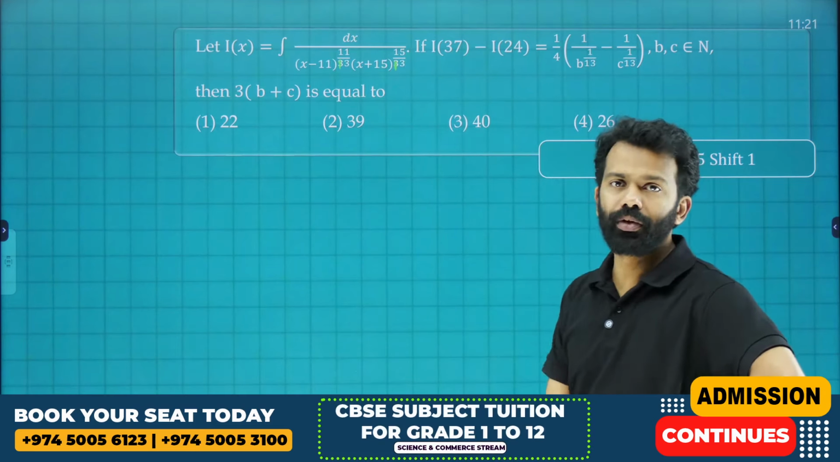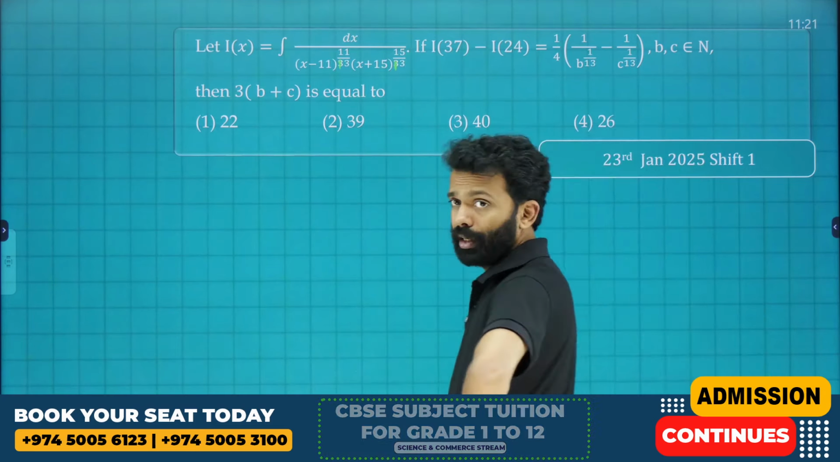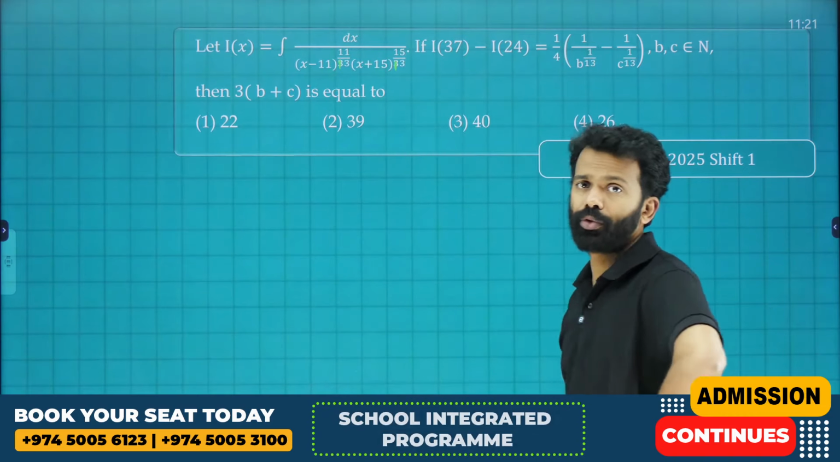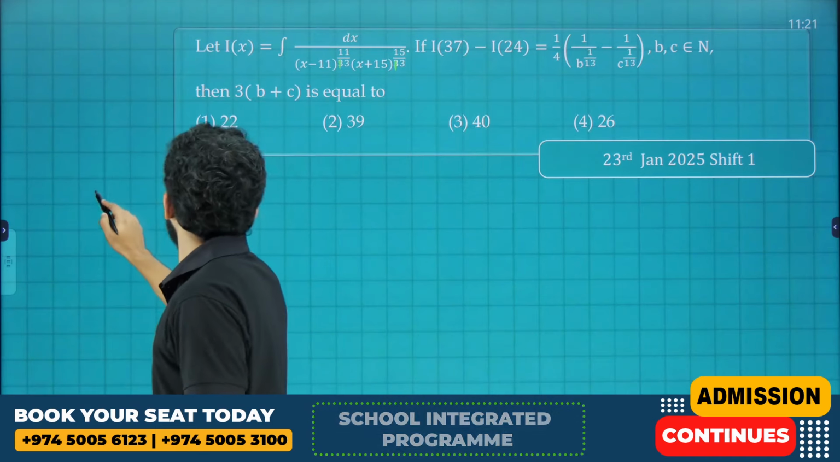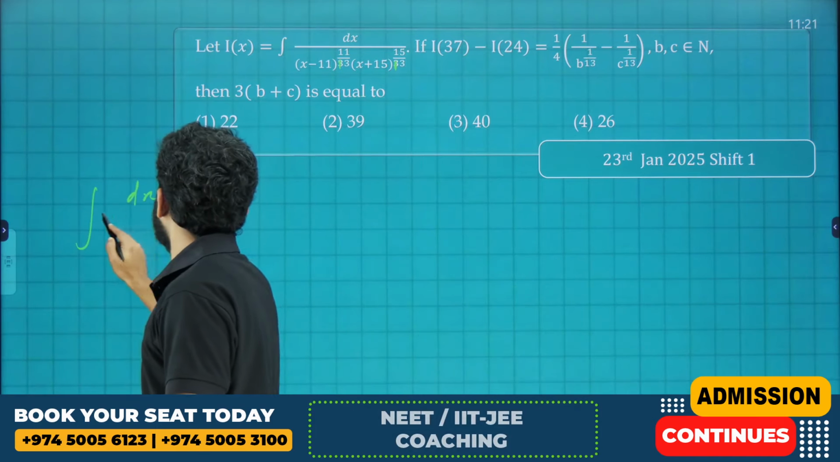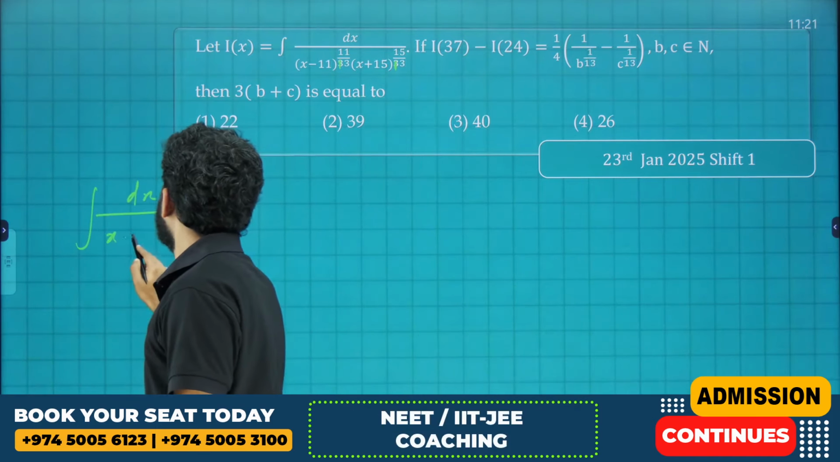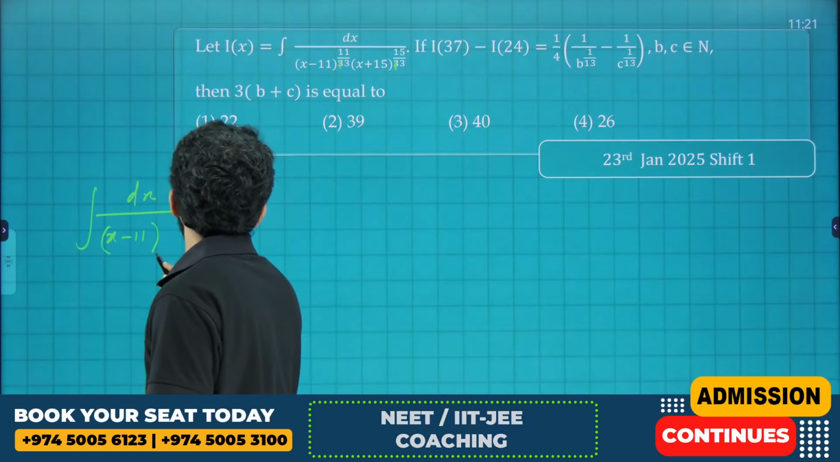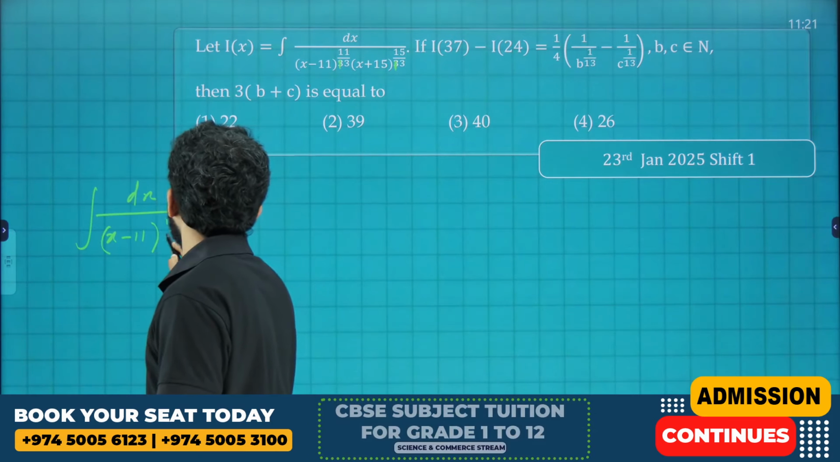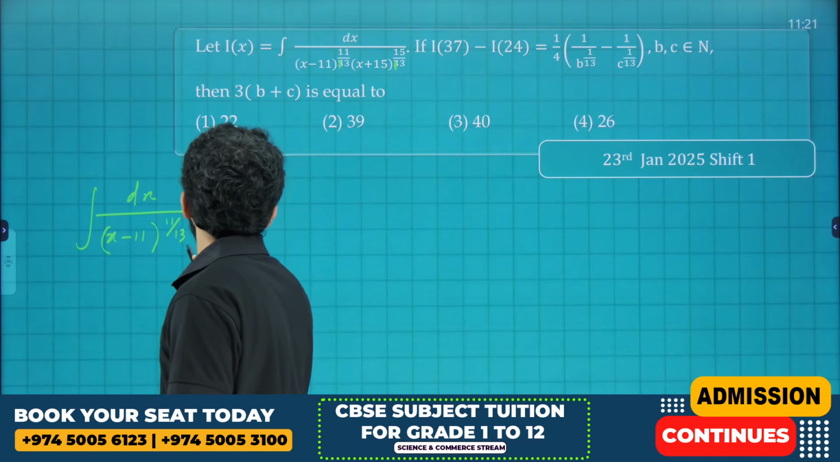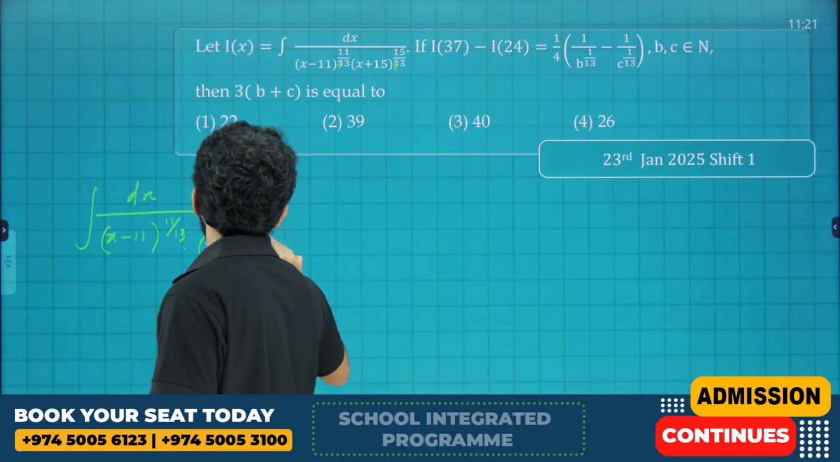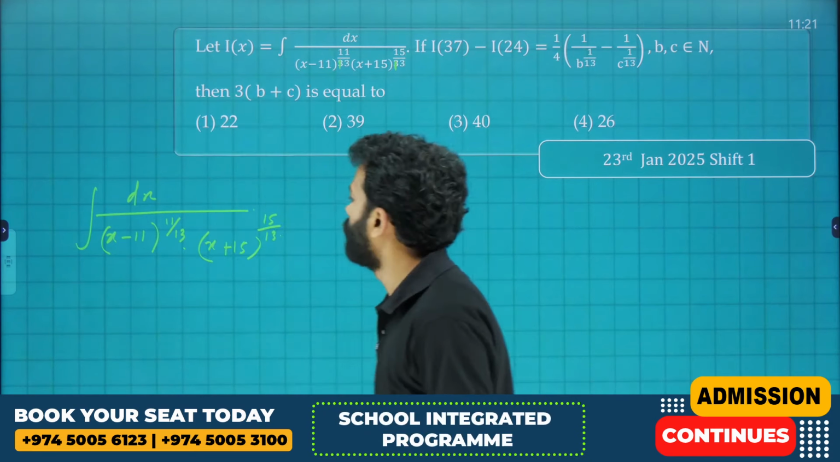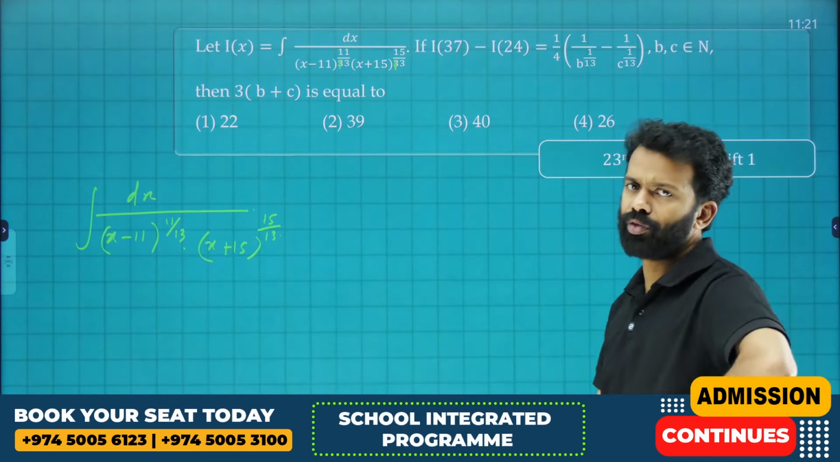Okay, how are you going to do this one? A very easy one. A ready-made method for doing this one. See, I will write it one more time. That is, it will be dx divided by x minus 11 the whole raised to 11 divided by 13 into x plus 15 the whole raised to 15 by 13. Okay, what is 11 by 13 plus 15 by 13?